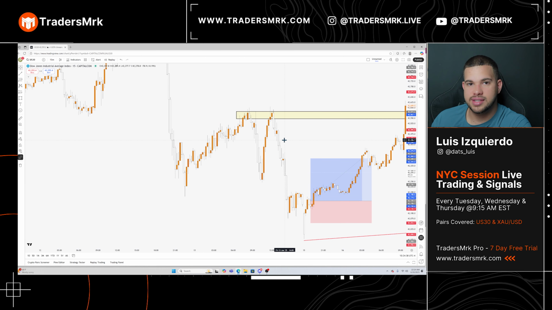Have you guys ever heard that saying, trading in the range? Where is my range? This is my range right here. I'm at the bottom of the range. If I'm at the bottom of the range, I want to buy up in the range. If I'm at the top of the range, I want to sell from the top of the range.